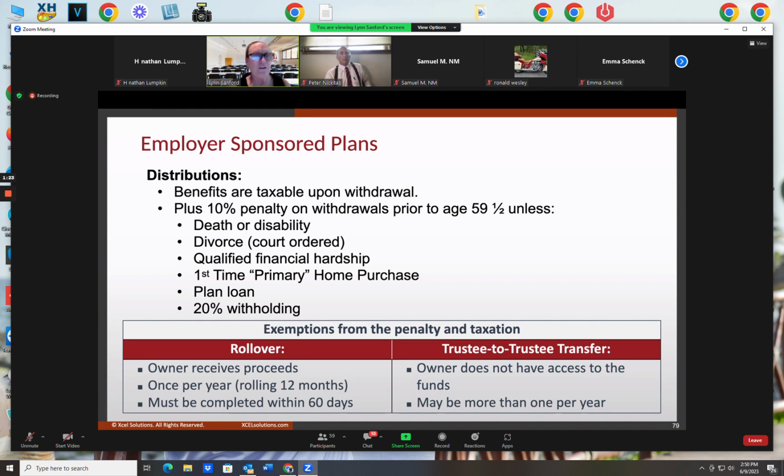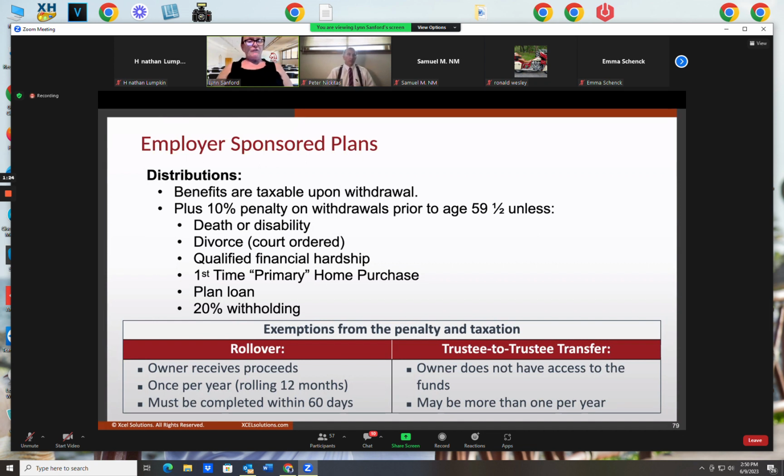Qualified financial hardship. The definition of qualified financial hardship by the IRS. And what they deem a qualified financial hardship and what you deem a qualified financial hardship could be two different things. You can pull money out of a qualified plan one time for the down payment on your first home purchase, and that amount is limited up to $10,000. You can't pull it out without penalty for a second home, or a third home, or a fourth home, or a vacation home, only for first home purchase.